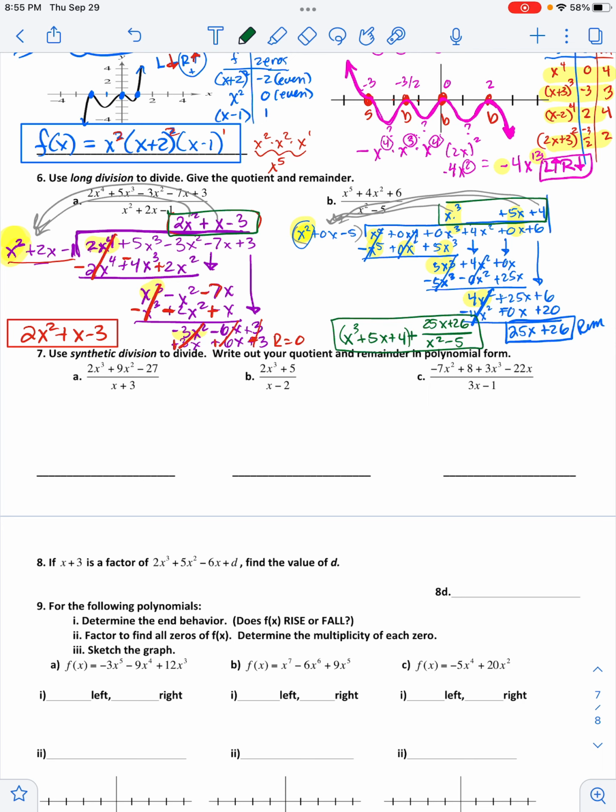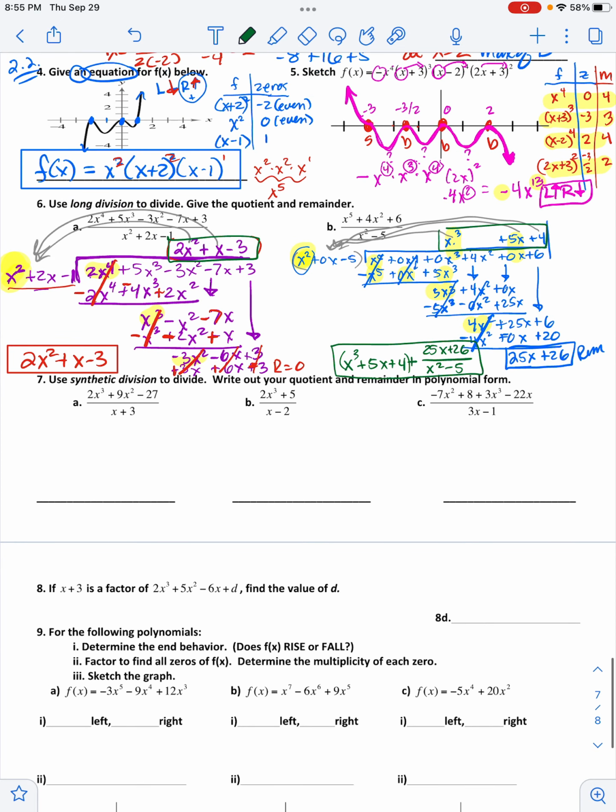I think that's enough fun for right now. I'll come back and do the synthetic division and the rest of this stuff in a separate video.